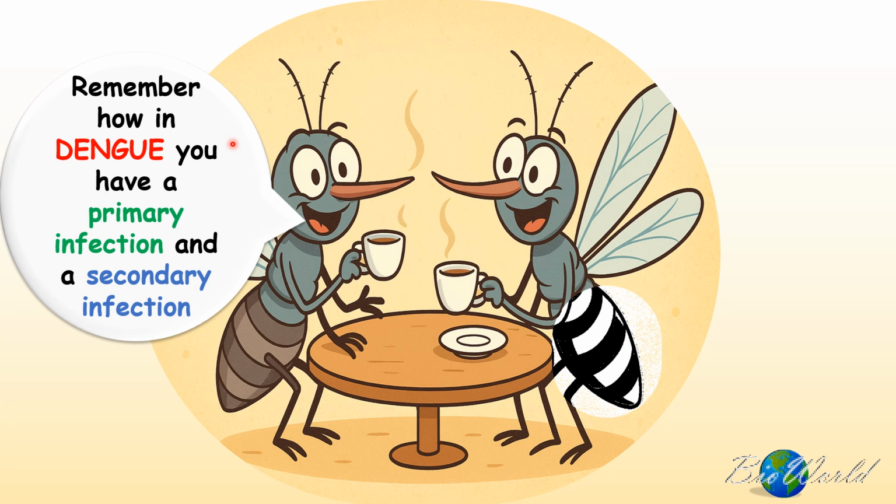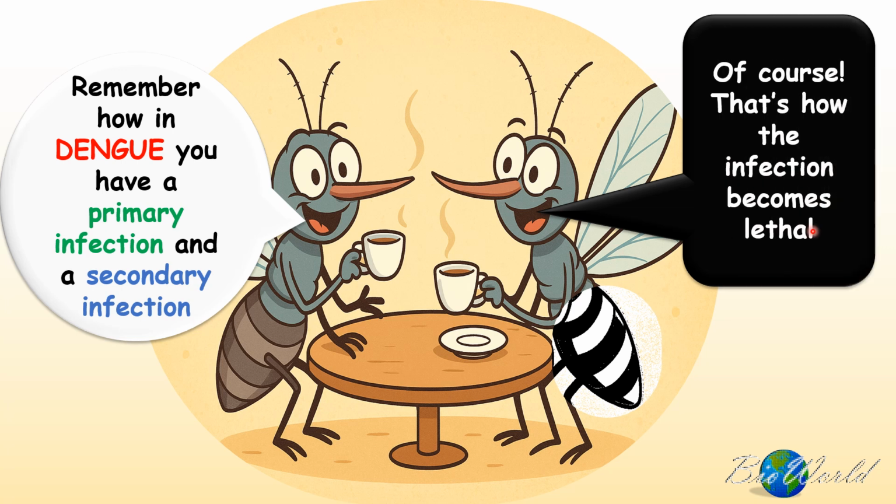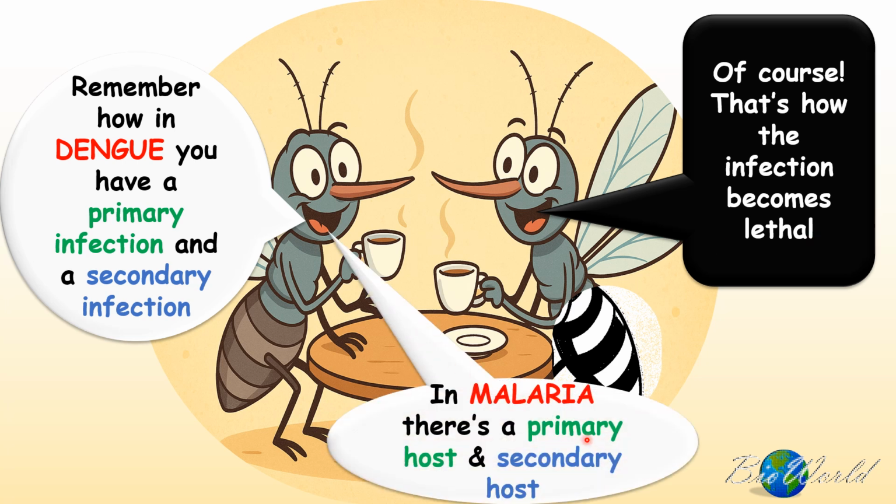Now, if you had caught my earlier video on dengue, you would have come to know that there are two types of dengue infections. The primary infection, which we normally can recover from, and the secondary infection, which is quite lethal because it develops into dengue shock syndrome or dengue hemorrhagic fever. Well, it turns out malaria also has a concept of primary and secondary, but it is not in relation to infection. Instead, it has a primary host and a secondary host. Let's find out what that means.